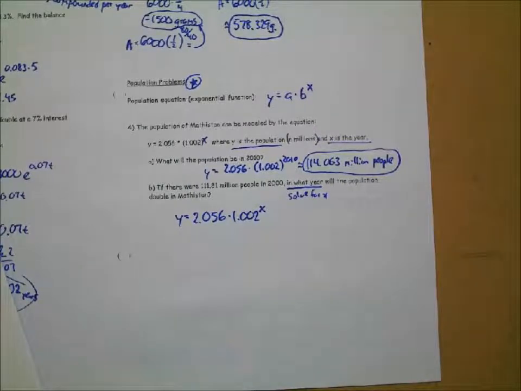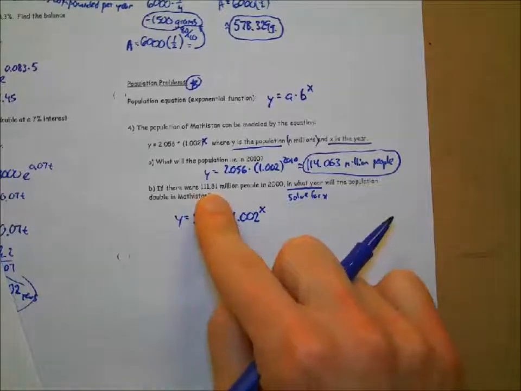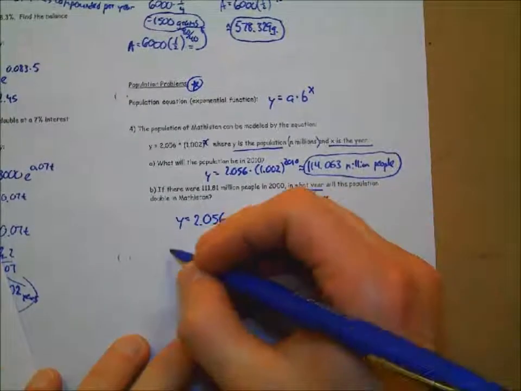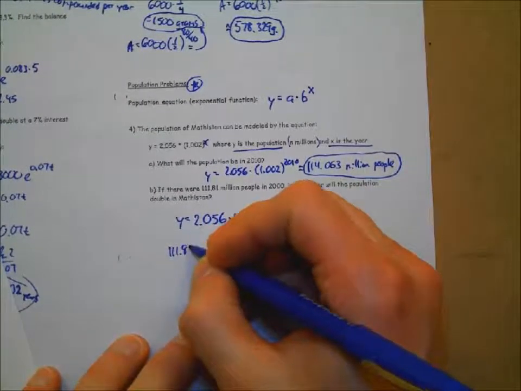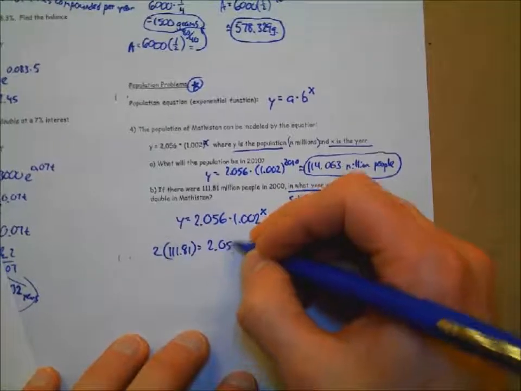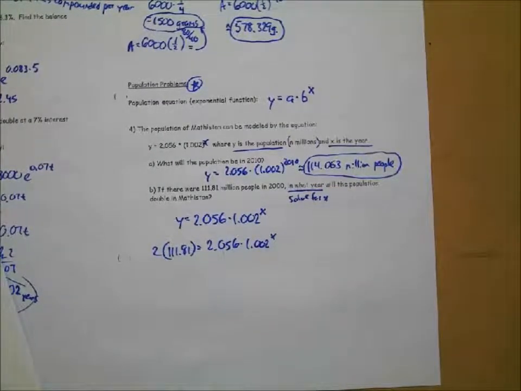So that means we need to plug something in for y. We need a population to plug in there. What goes in for y? 111.81 times 2, because we're not interested in when the population was 111.81. We know that was 2000. We want to know when the population is going to double. So we're going to put 111.81 times 2 in the y, and then 2.056 times 1.002 to the x. Okay, doubled population.